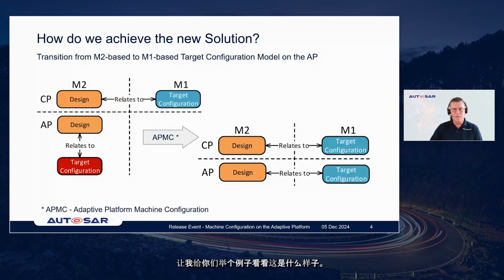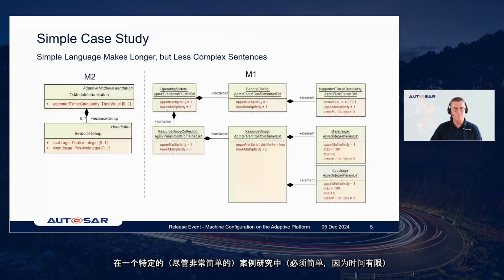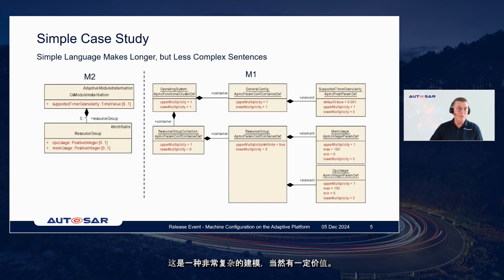Let me give you an example of how this looks like in a specific, albeit very simple case study. It has to be simple because time is limited, and I can't go into as many details as I would like to. But here on the left side, you can see a specific model relation on the M2 level. You can see that all the rules, or the roles, sorry, are placed directly into this diagram. If you want to change anything here, this would directly end up in the schema. It's a very complex modeling that certainly has some value.